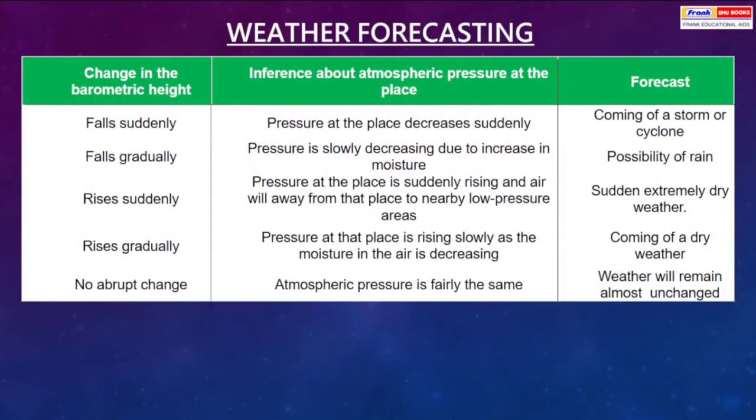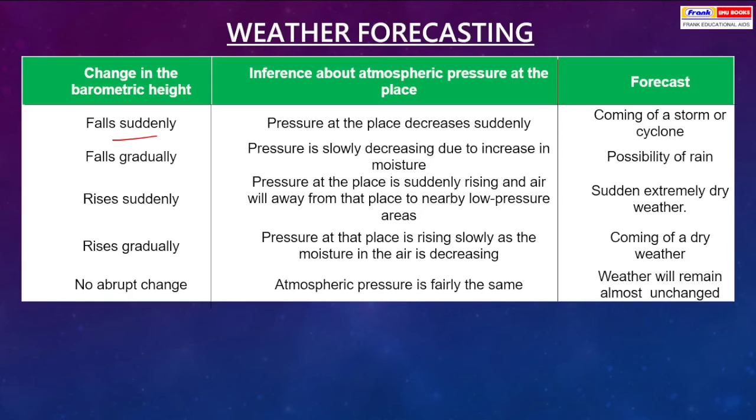Weather forecasting. How a barometer can be used with the phenomenon of atmospheric pressure to forecast weather, like change in barometric height. If it falls suddenly, that means pressure at the place will decrease suddenly, and this is basically a forecast of the coming of a storm or a cyclone.